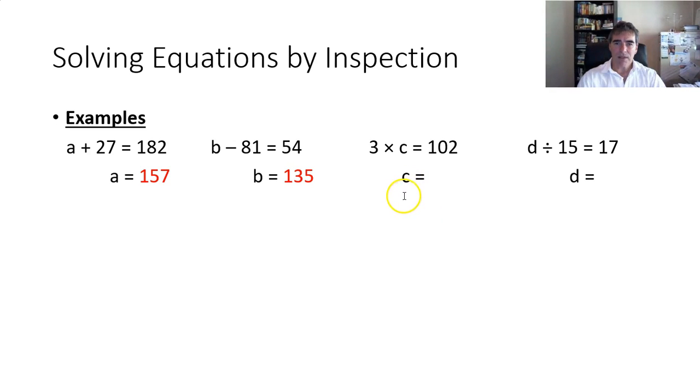Again, this probably isn't one that you can see straight away, but if you know the shortcuts that we'll talk about later, you'll see those. So 3 times 34 is 102. So our C value is actually replaced with the 34 to make that true. And our last one, D divided by 15 equals 17. So our missing number there is 255, because 255 divided by 15 is 17.